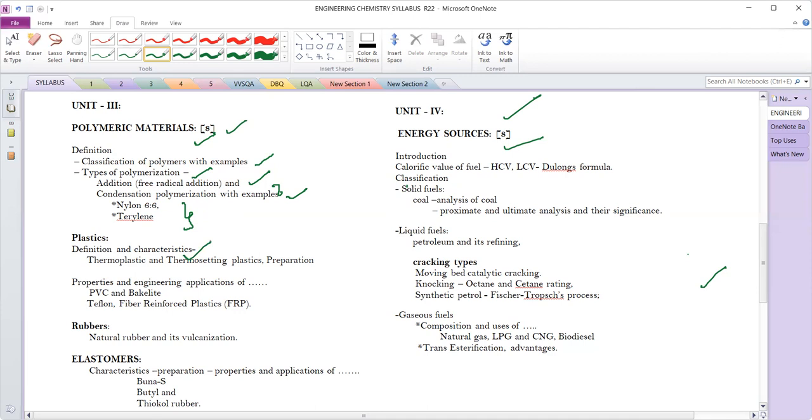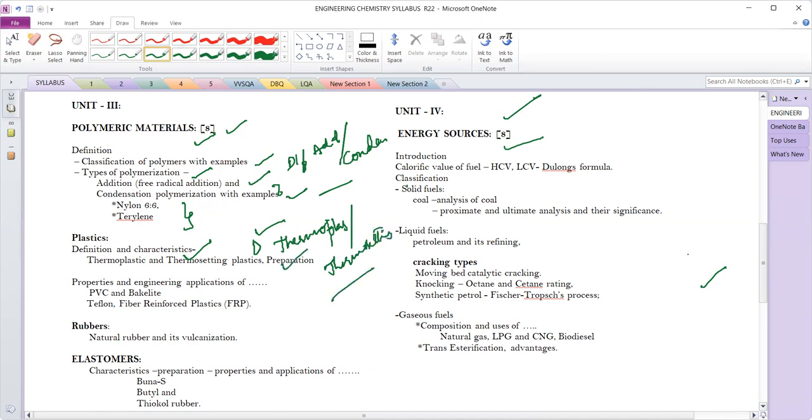So plastics also come under the polymeric materials. So the definition and the characteristics of the plastics, and here we can see there is a difference. See one more piece of information here. The difference between addition polymerization and condensation polymerization is also important, right? So next, plastics. In case of the plastics, it is very important to learn about the thermoplastic, right? Thermoplastic and thermosetting difference is also very important, right?